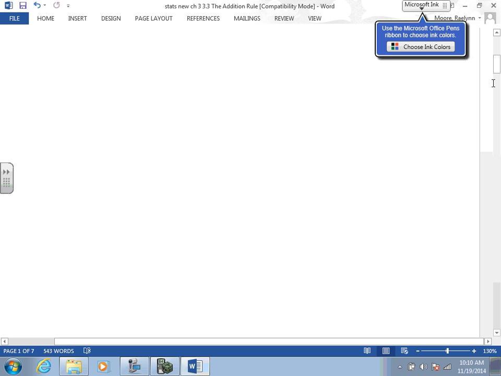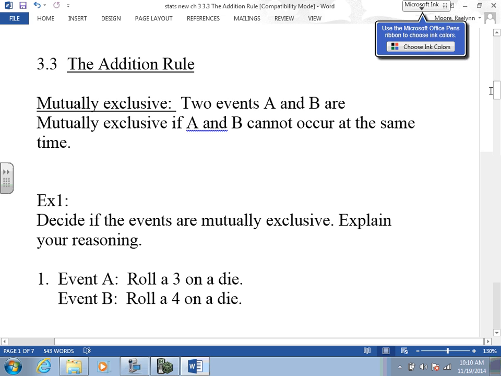So, the addition rule says, if 2 events, A and B, are mutually exclusive, they cannot occur at the same time. Mutually exclusive. You could either be 60 years old or 26, but you can't be both ages at the same time. You could either have a blood type of B positive or a blood type of A negative, but you can't have both at the same time. Mutually exclusive.